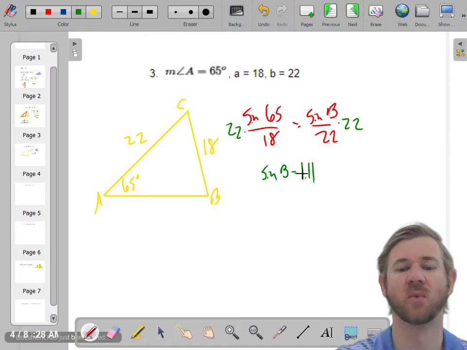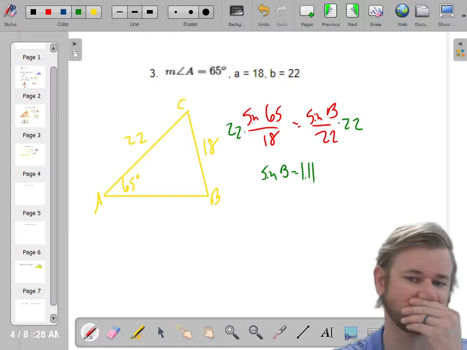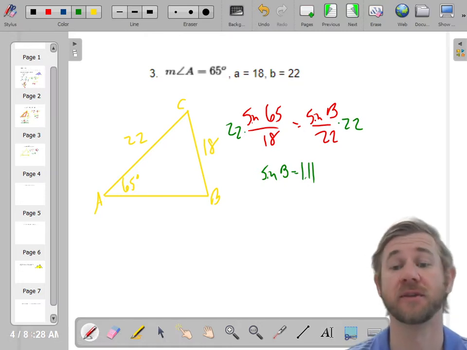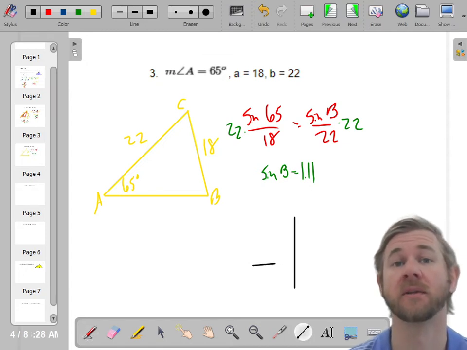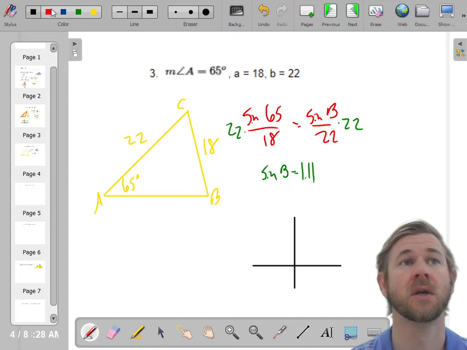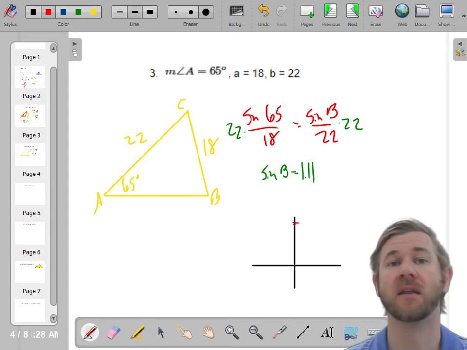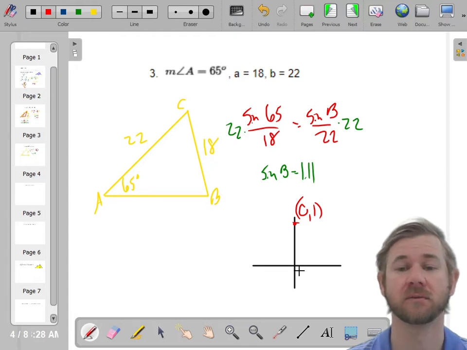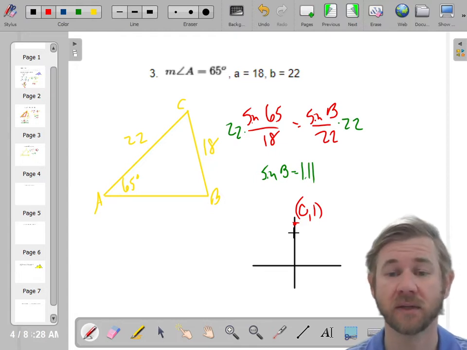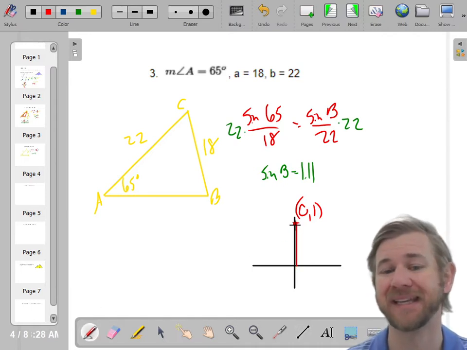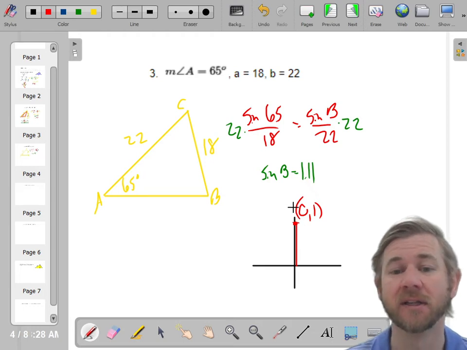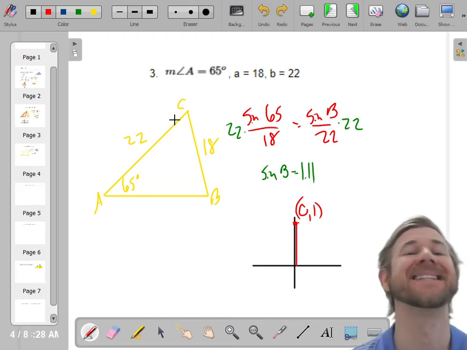The sine of B is 1.11 on the unit circle. That's really what we're going with. On the unit circle, where the hypotenuse, the radius of the circle, is always 1, so you're telling me that the sine of B is 1.11, even though I know that the biggest sine can be is 1. You want it to be 1.11? I don't think this is going to work.